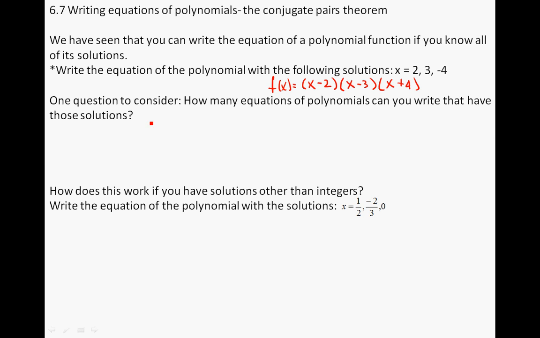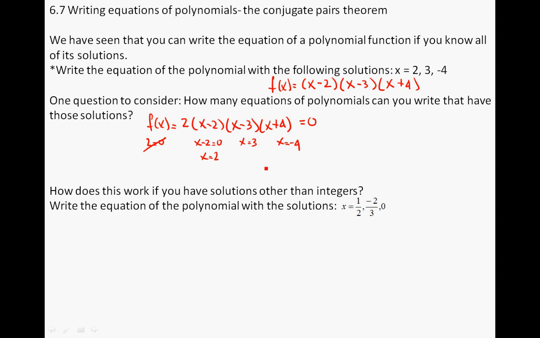What I mean is the following. Let me copy it and I'll leave a little space. So what if we stuck a number in front here, like a 2? Would that change the solutions at all? Well, I don't think it would, because if I asked you to solve it now, you would say that equals 0, so that happens when 2 equals 0, which is never, or when x minus 2 is 0, which is when x is 2, and you can see that it would work the same way for the 3 and the negative 4. So putting a 2 there doesn't do anything to the actual solutions.